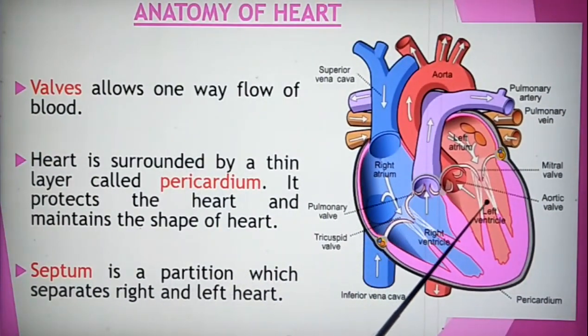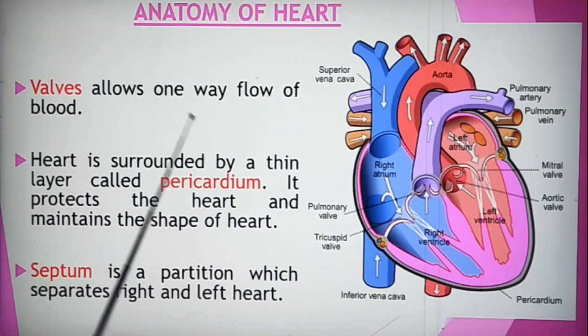And we can see the valves. Here one mitral valve is there, here the pulmonary valve is there, here the tricuspid valve is there, isn't it? The main function of these valves is to allow one-way flow of blood. Our heart doesn't tolerate bidirectional movement of the blood. It always allows the blood to flow in only one direction. So the main function of the valve is to prevent the backflow of the blood.